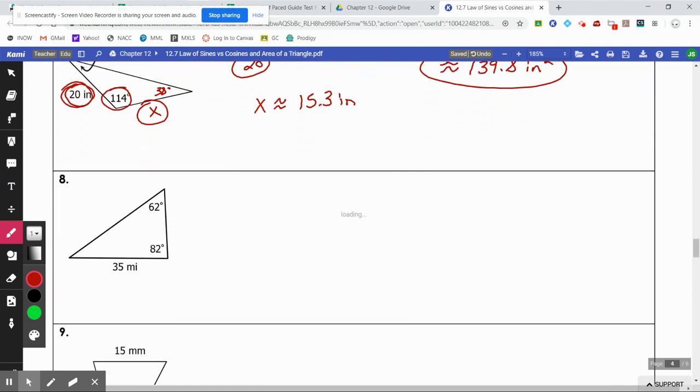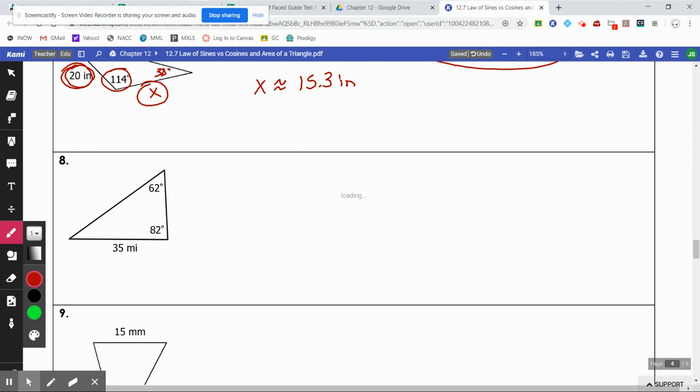Next problem. You've got two angles. I like to go ahead and, even if I don't need it, find that third angle. The two add up to 144, so that has a 36-degree angle here. This is a law of sines problem, so I have the sine of 62 over 35 is equal to, and again, it doesn't matter which of the two sides I find, we'll do the sine of 36, I guess, over x.